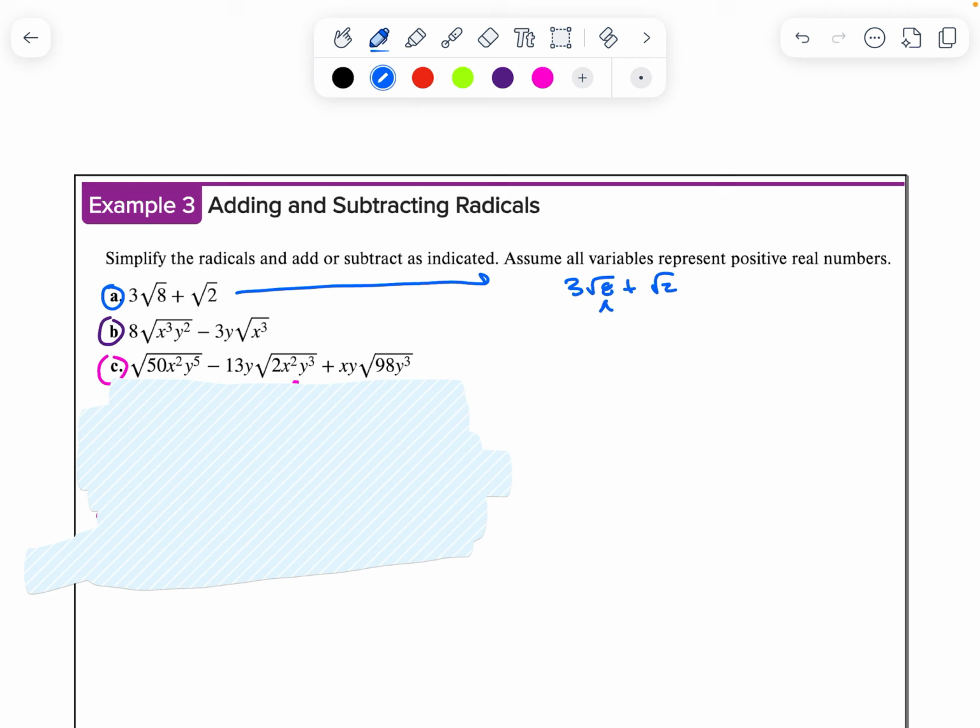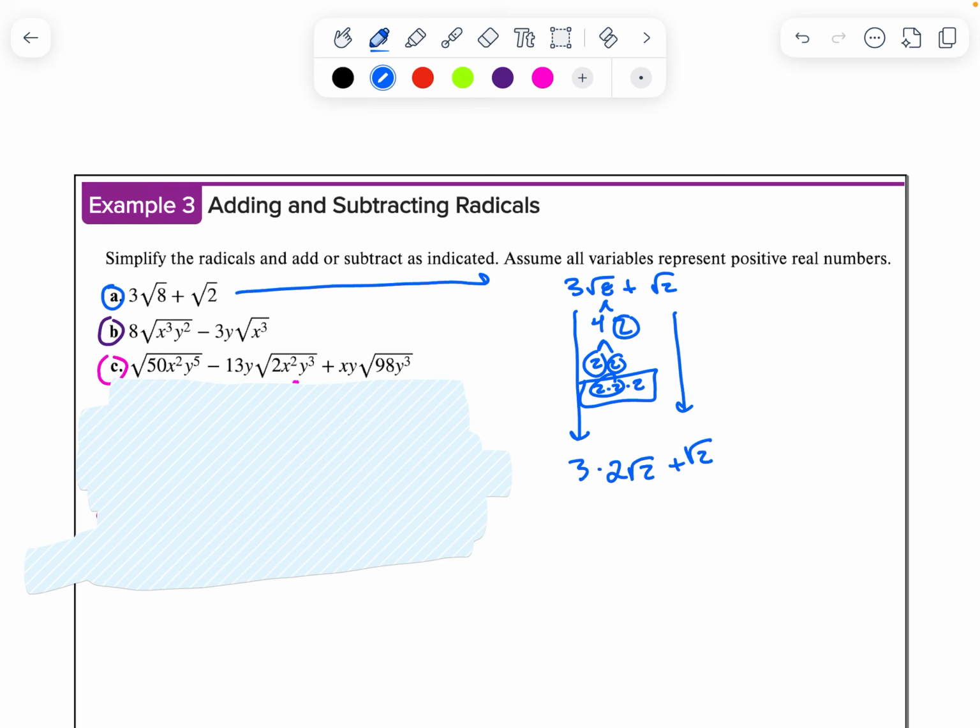Well, maybe I can simplify this radical. 8 is 4 and 2. 4 is 2 and 2. The way we did this when we were simplifying radicals, that's 2, 2, and 2, and we're looking for buddies. So I'm going to bring down the things that I have on the outside already. That's a 3. There's no way to simplify that square root of 2. And this gives me 2 square root of 2.